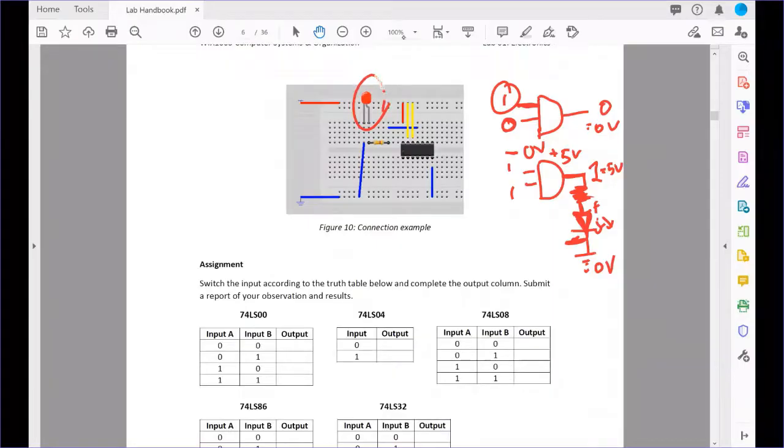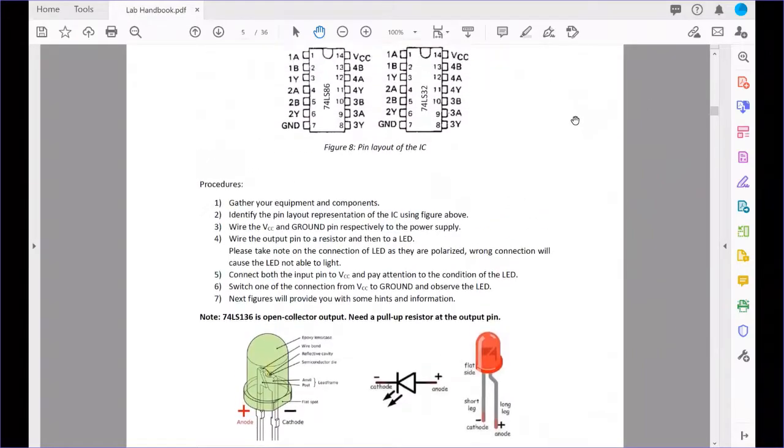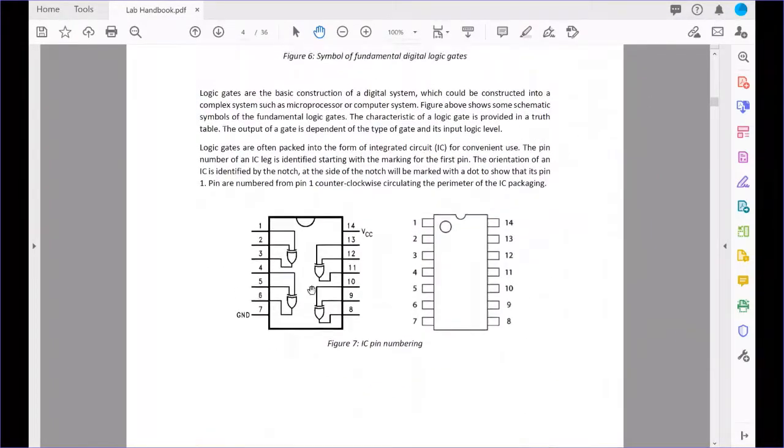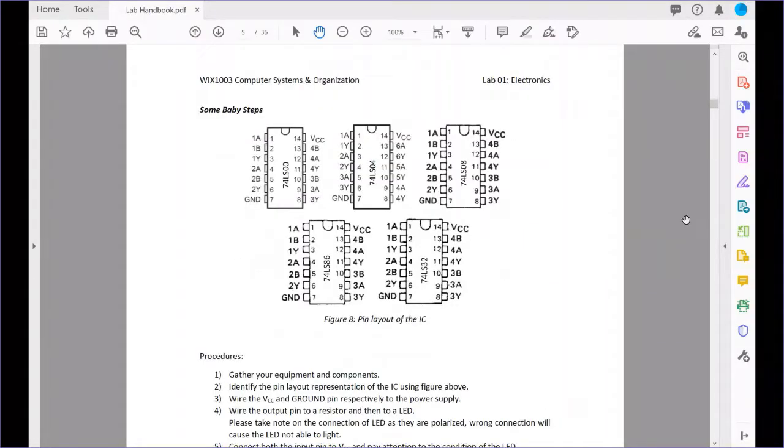If you go back to the previous one and look into the logic of the IC, you can see that pin 14 is VCC, so we need to connect VCC to the positive of the power supply.